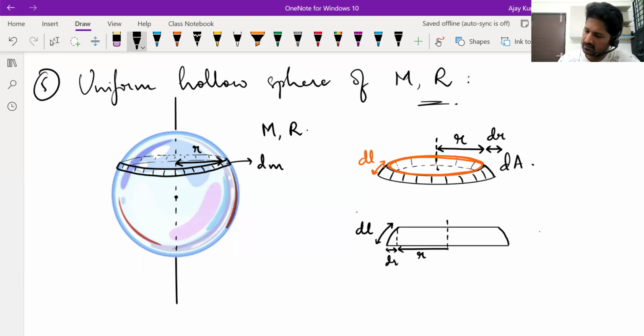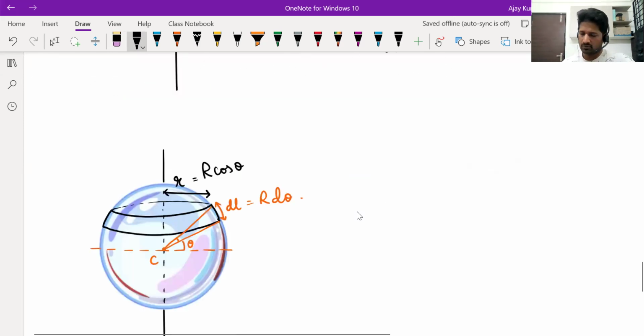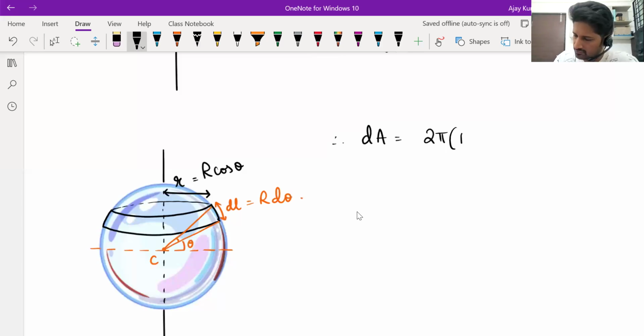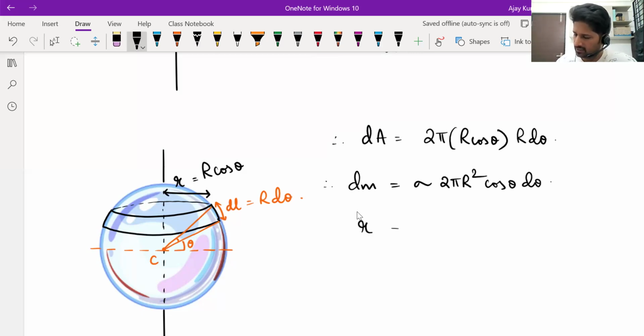Okay. dA is expressed as 2 pi r, that's the circumference of the ring element, multiplied with the slant length dl. You should not take the horizontal distance dr. Therefore, dA becomes 2 pi. In place of small r, we'll write capital R cos theta, and in place of dl, we'll write capital R d theta. Therefore, the mass of the ring element dm becomes sigma into 2 pi R square cos theta d theta. And the radius of the ring element is capital R cos theta.